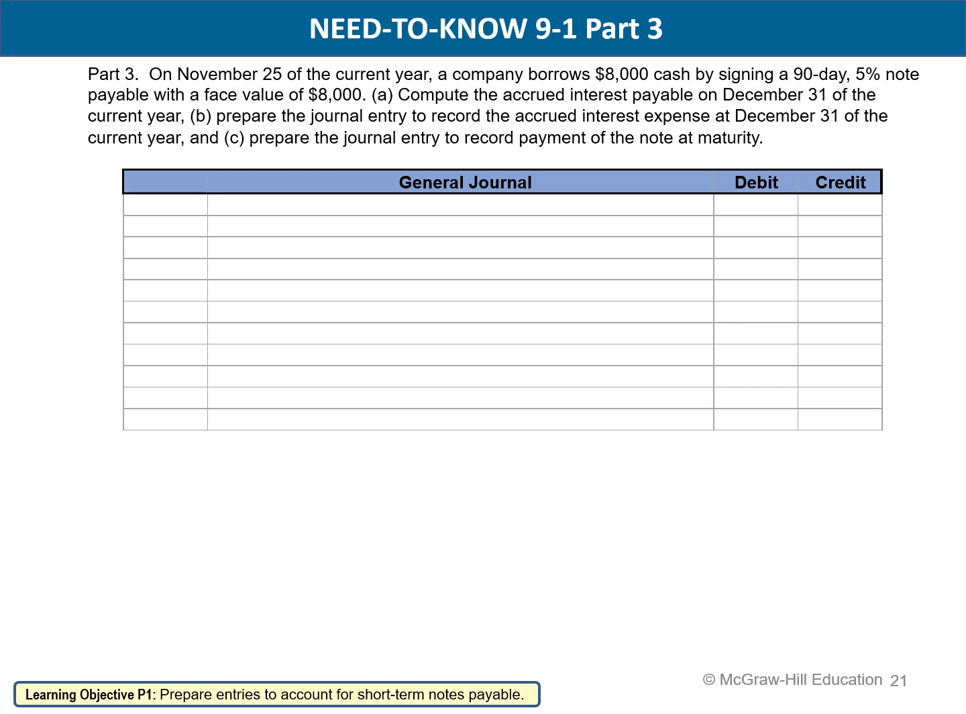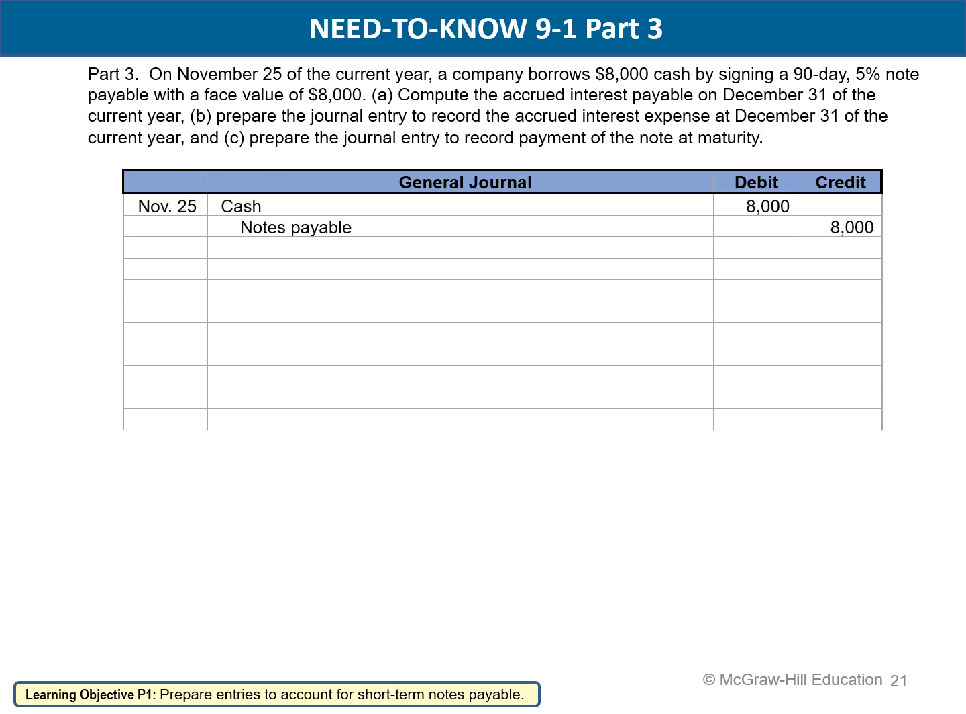All right, then part 3, on November 25th of the current year, company borrows $8,000 cash by signing a 90-day 5% note payable with a face value of $8,000. Compute the accrued interest payable on December 31st. Prepare the journal entry to record the interest expense at December 31st and the journal entry to record the payment at maturity.